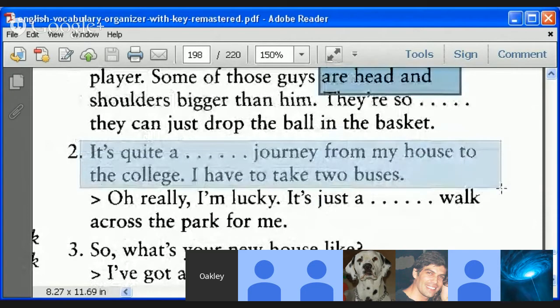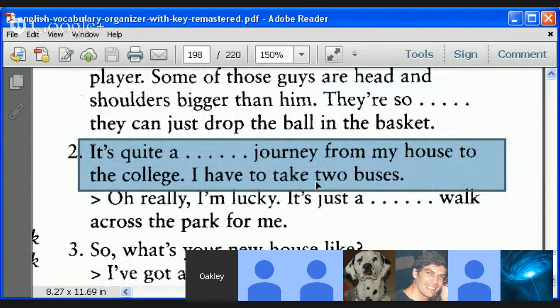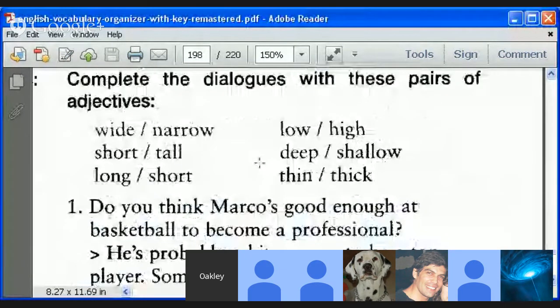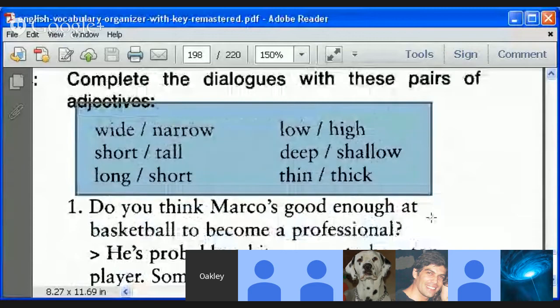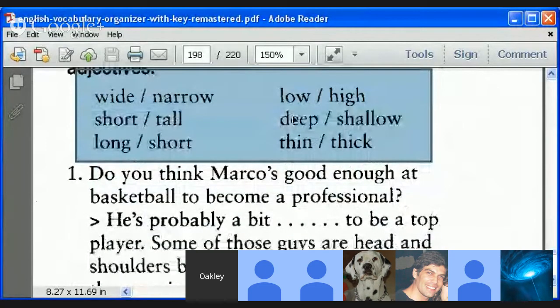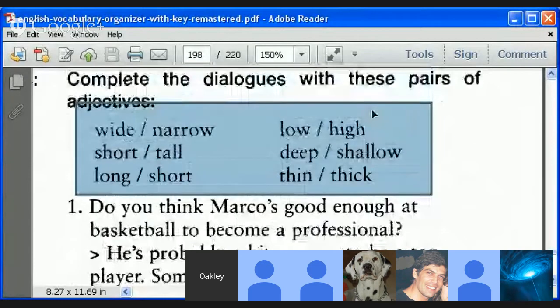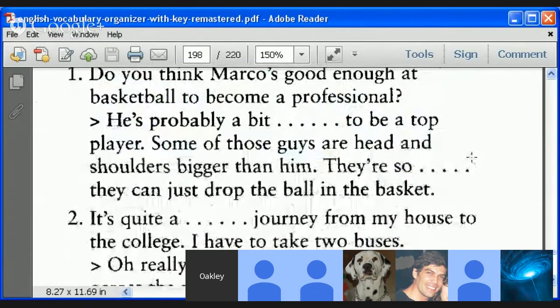Yes, Leo, I'm here. It's quite a something journey from my house to the college. I have to take 2 buses. What would that be? Here are your options. It's quite a something journey. Can I see the phrase, please? Sure.